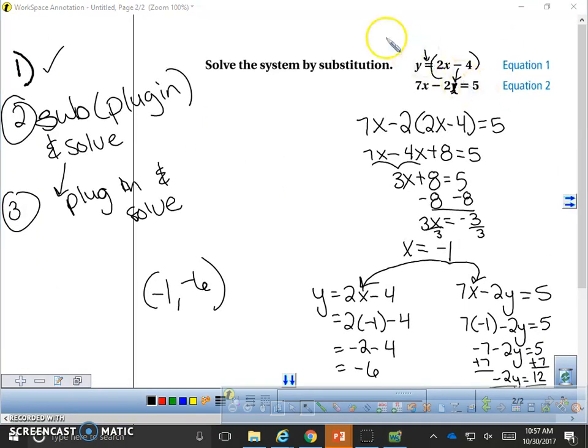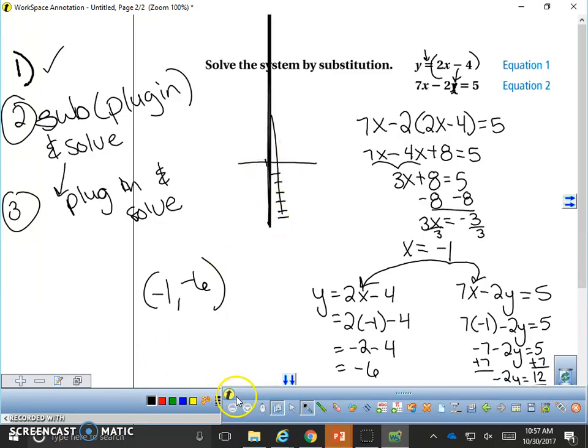The point at which these two lines cross on our graph is negative 1, negative 6. So here's the line that we are going to see. Sorry, I got a new tablet and it's acting crazy. Here's the point at which these lines are going to cross. Okay? Let's go ahead and move on to the examples I would like you to include in your notes.